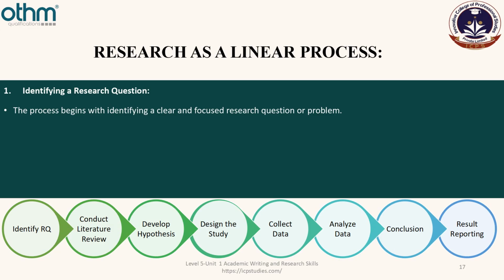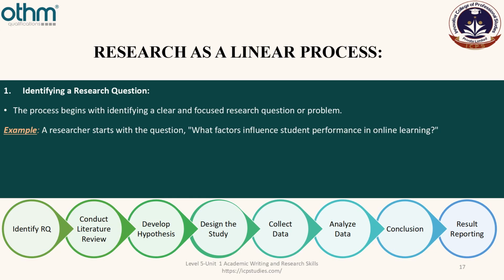The process of research begins with identifying a clear and focused research question, or it could be a research problem. For example, a researcher starts his research with the question, what factors influence student performance in online learning? This is the research question on which the researcher wants to conduct his research.